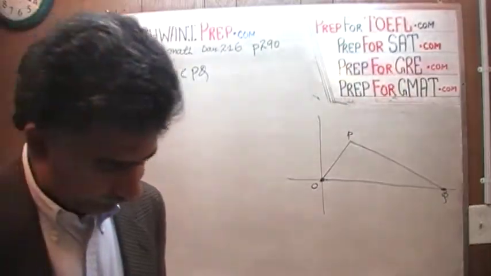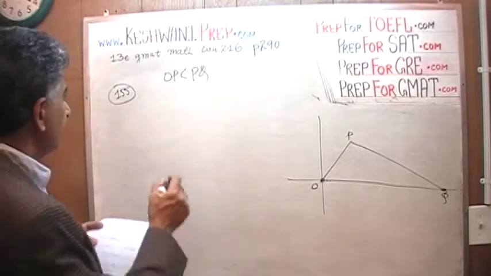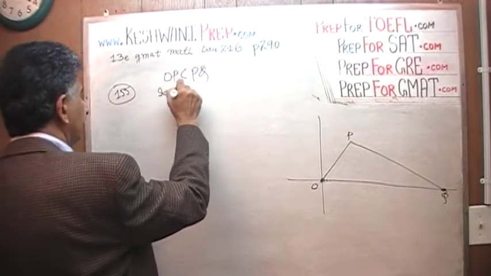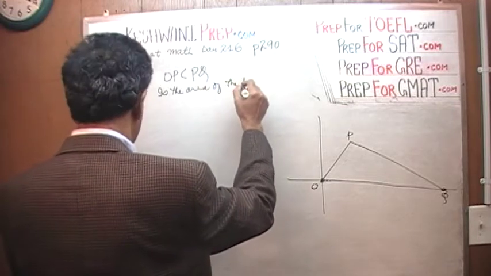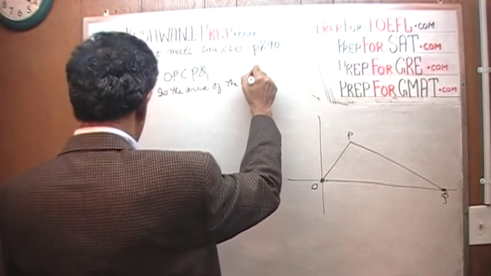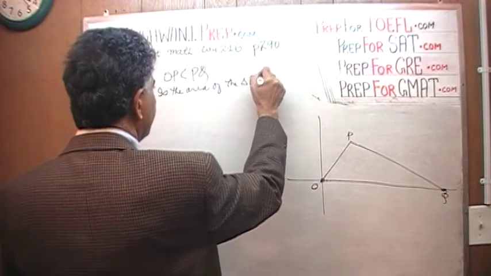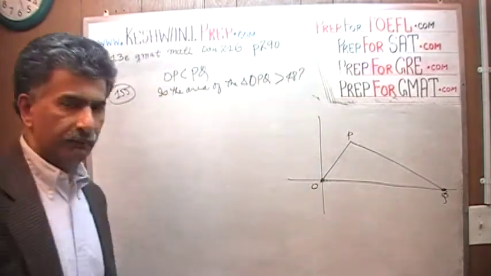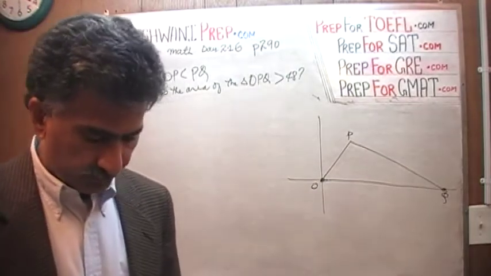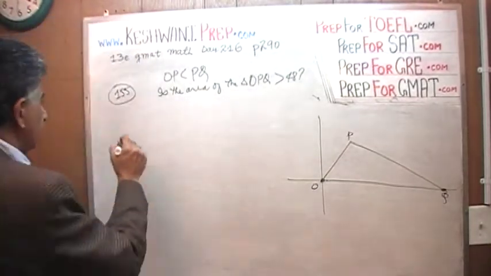So far so good. The question simply is, is the area of the triangle OPQ greater than 48? That's all they want to know. Let's see what they tell us.